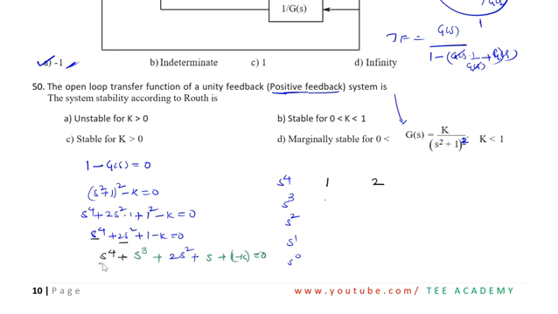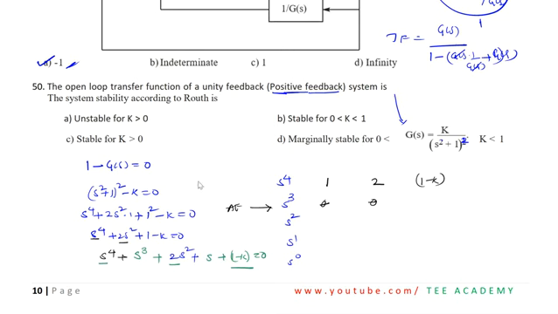Now based on this, s power 4, 2s square, and 1 minus K will come in the first row. So here we get 1 minus K. This s cube term entirely is 0: s power 3 is 0, s is 0. So here you are getting 0 terms. Now next, the s square terms. How to get these s square terms here? Now s cube is 0, so we'll take the auxiliary equation here.